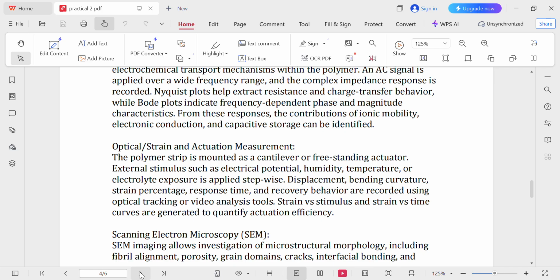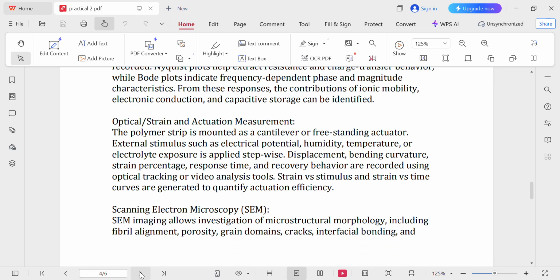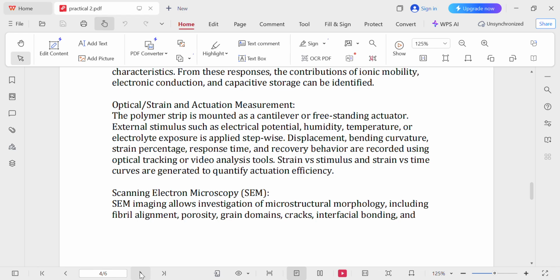Next is the scanning electron microscope. Scanning electron microscope imaging is used for the investigation of microstructural morphology, including fibril alignment, grain domains, cracks, interfacial bonding, and surface roughness. Means the scanning electron microscope is used to closely examine the surface and internal structure of the polymer, such as fibers, pores, cracks, and roughness.